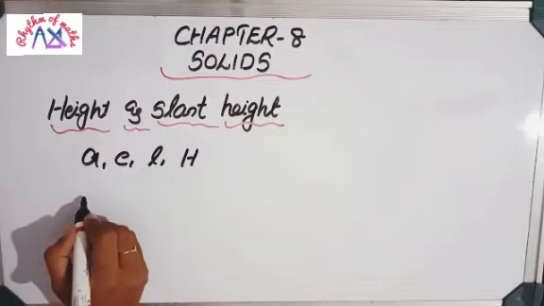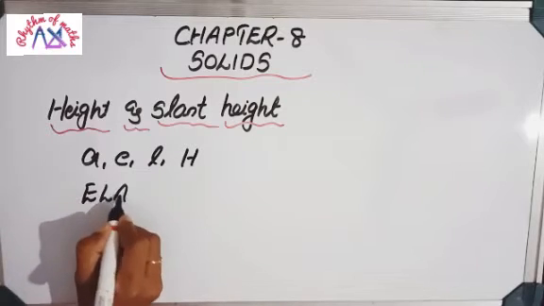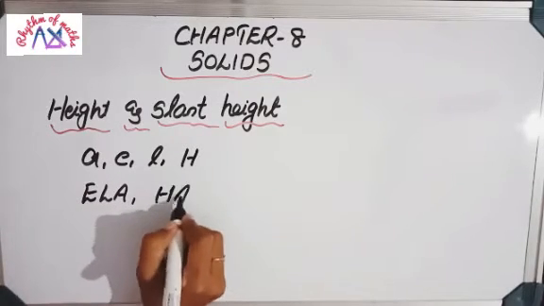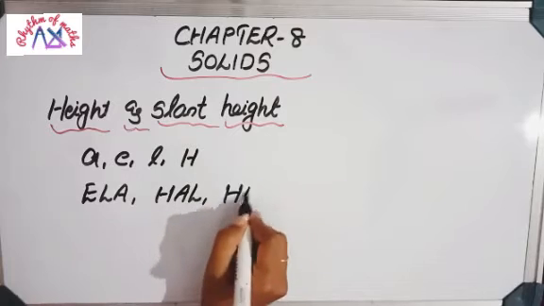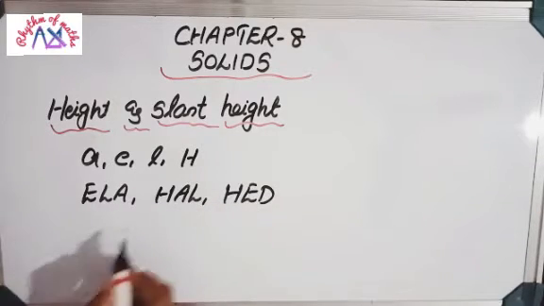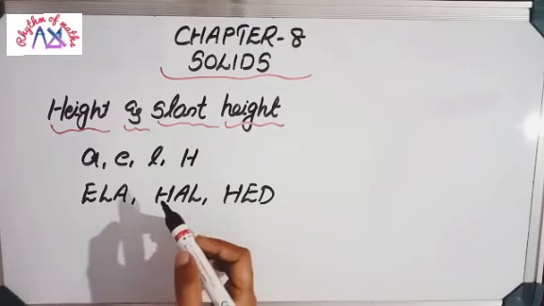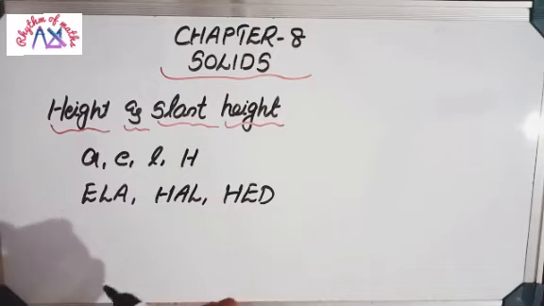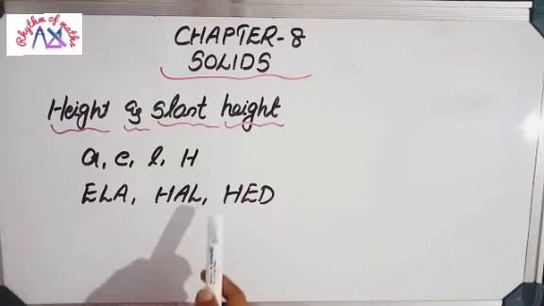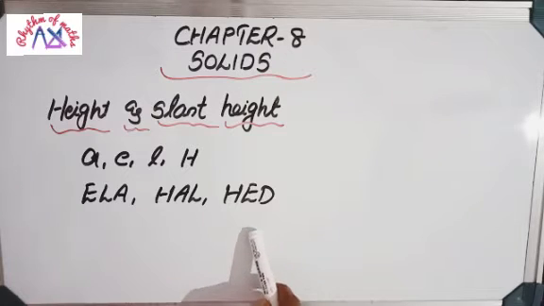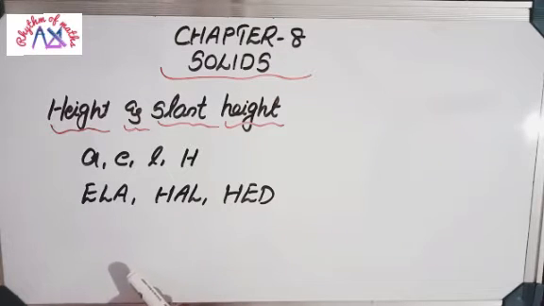We have learned three terms. First one, ELA. Then next, HAL. Then HEAD. These three terms we learned, and by using these three terms, three equations also we have learned. Now all these equations we have to apply here in this section. That means in the second activity we have to apply all the equations based on these three terms. Now let's move on to problems.